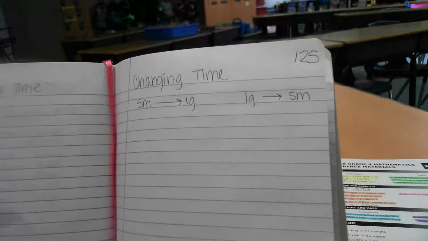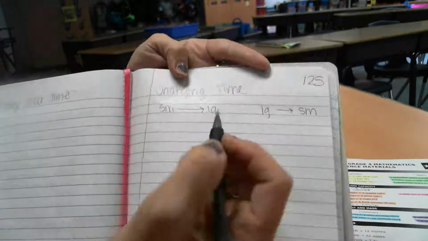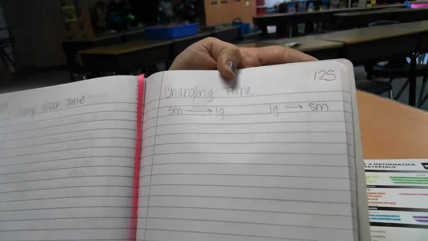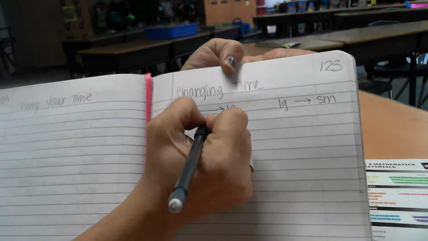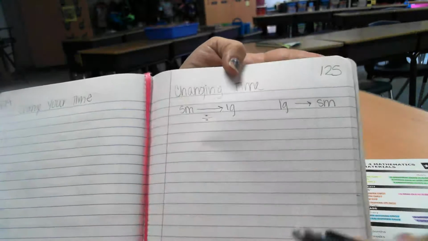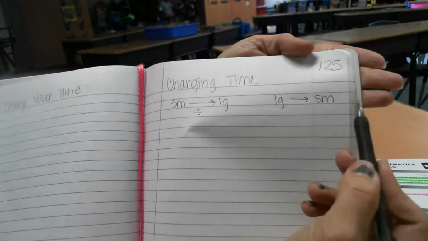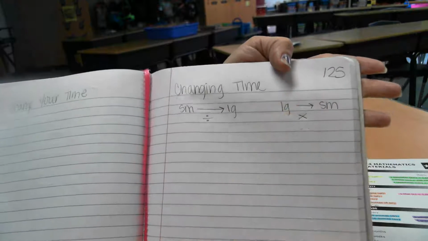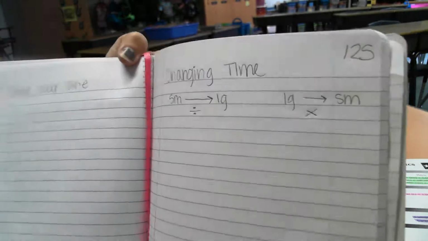All right, at the top, I'm just going to make a real quick note to help me when I'm doing my changing time. If I am going from small to large, what am I doing? Small to large, or fly to horse, I'm going to divide, of course. So if I'm going from large to small, or horse to fly, I'm going to multiply. I'm going to leave that at the top because as I'm doing that, it's going to help me out. So we're going to do a couple examples together.